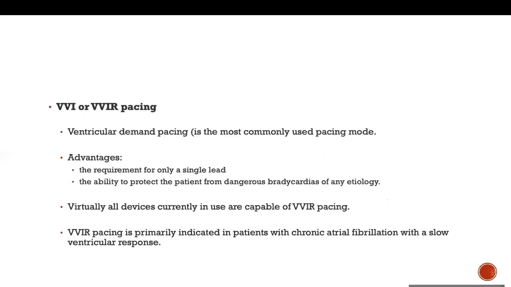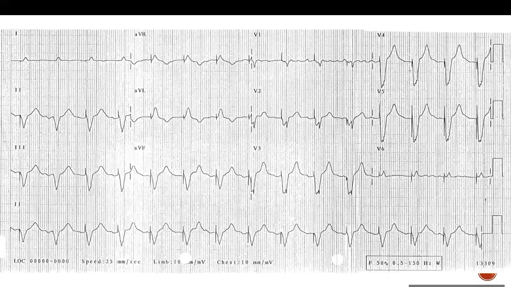Ventricular pacing is the most commonly used. The reason we use it is because it's only a single lead and it protects against dangerous bradyarrhythmias, so ventricular bradycardia of any cause. All pacing devices and ICD devices have the capability of pacing in VVI mode only. The most common use is for atrial fibrillation with slow ventricular response, or atrial fibrillation with long pauses.